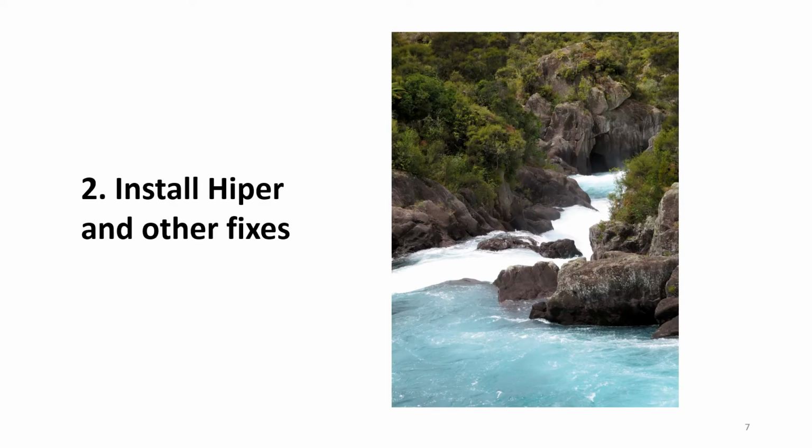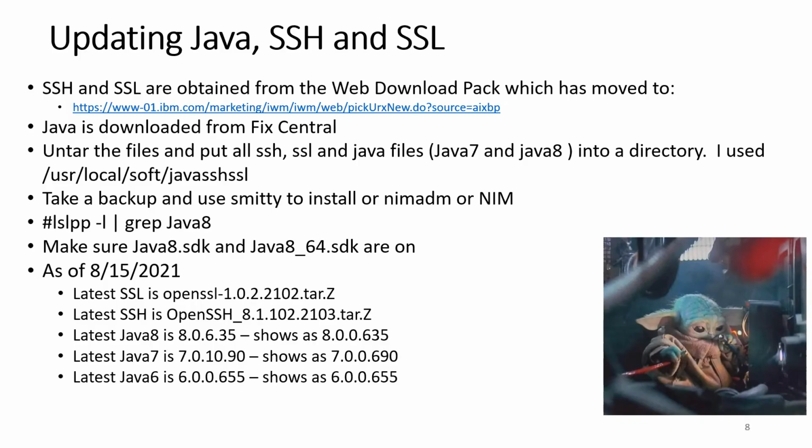The next tip is in putting on hypers and other fixes. So as an example, Java, SSH, and SSL should be kept current. That's both for security reasons and performance reasons. And you download Java from Fix Central, SSH and SSL are downloaded from the web download pack. And I have a list down here of the latest levels as of August 15th. By the time you do this, they may change, so you should check them all.